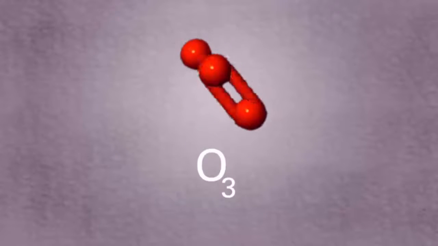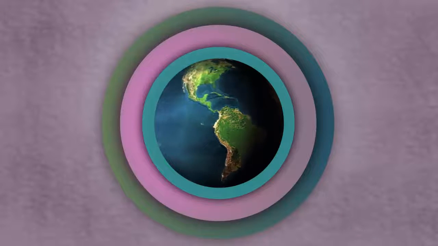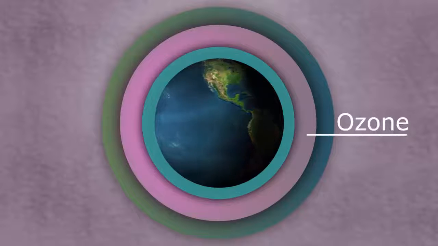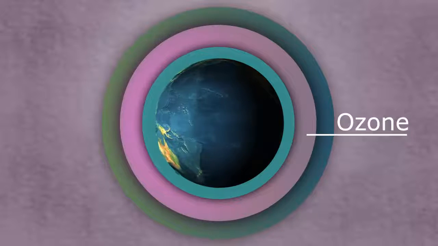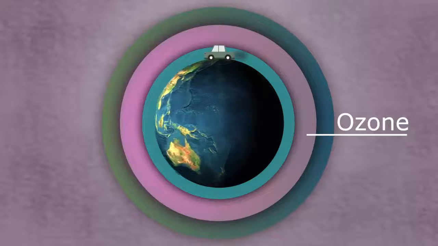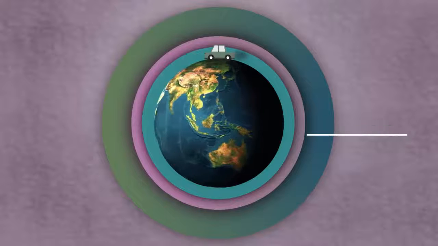Oxygen can also exist as ozone, which forms the ozone layer in the Earth's atmosphere. This ozone is extremely important because it insulates the Earth. However, it is slowly being depleted due to human activities. We have a lesson on that as well.